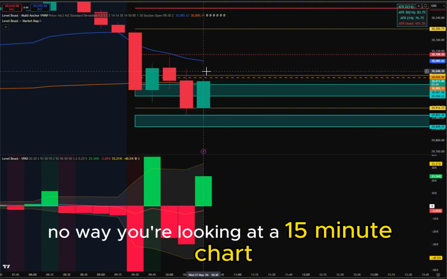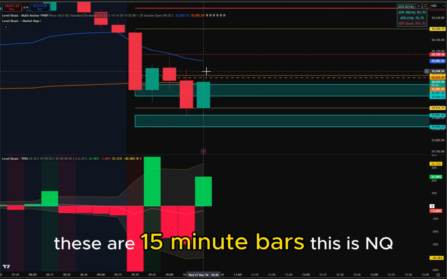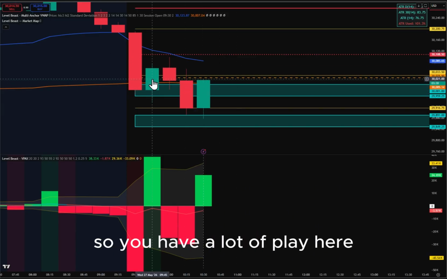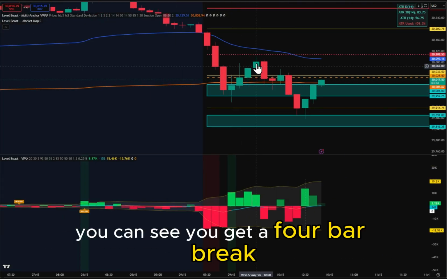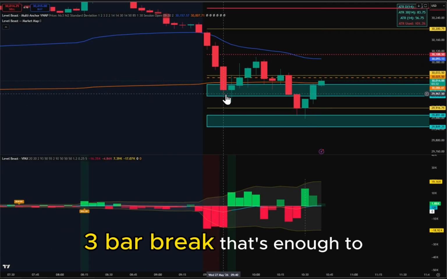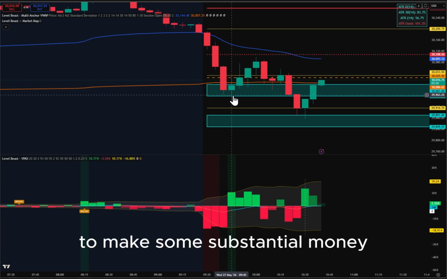No way. You're looking at a 15-minute chart. These are 15-minute bars. This is NQ. So you have a lot of play here. If we were to go down maybe to the 5, you can see you get a 4-bar break, 3-bar break. That's enough to make some substantial money, right?